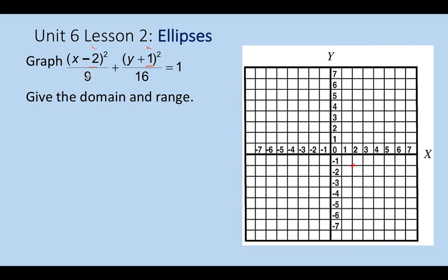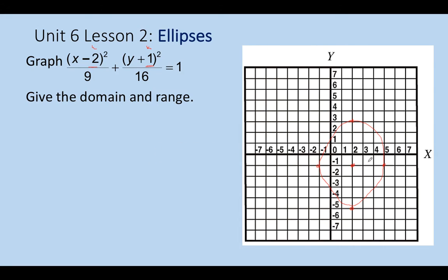And then we've got the horizontal vertices, positive, negative 3. So I'm going 3 to the right, and I go 3 to the left. My vertical vertices are going to be the square root of this guy, so the square root of 16 is 4, so I go up 4 and I go down 4. And, well, that's all I need to do. It doesn't ask me for the focus, so I'm not going to do that.